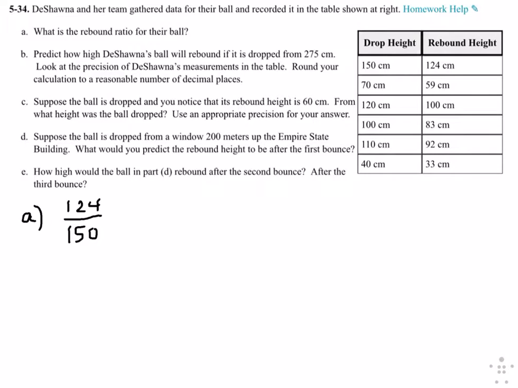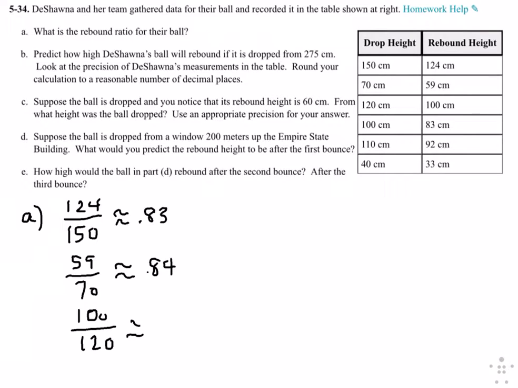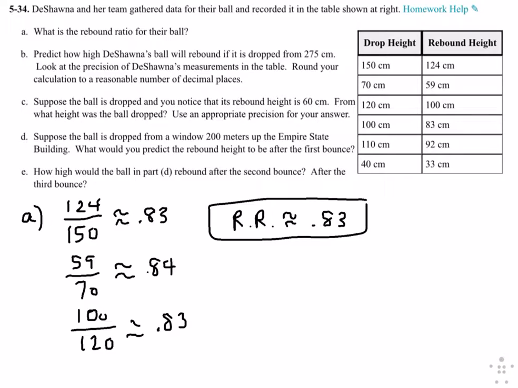That comes out to about 0.83, right? 0.83. Let's just double check though. Let's do 59 over 70. And 59 over 70 comes out to 0.84. And then let's do one more just to see, right? 100 over 120. That comes out to be 100 divided by 120, 0.83, right? So I would say the rebound ratio is approximately 0.83. That's for A.